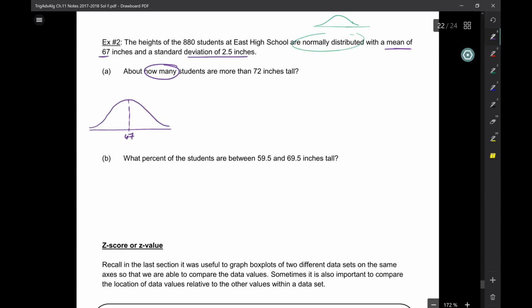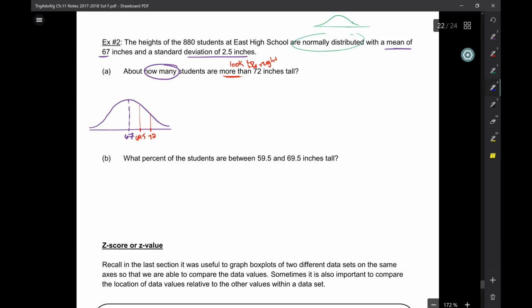So if I go here, now you want more than 72 inches tall. That means I'm going to look at the graph to the right. So more than means look to the right. Okay, how many standard deviations do I have to go in order to hit 72? If I go one standard deviation, that's 69.5. And if I go another standard deviation, that's 72. So I went 2 standard deviations.